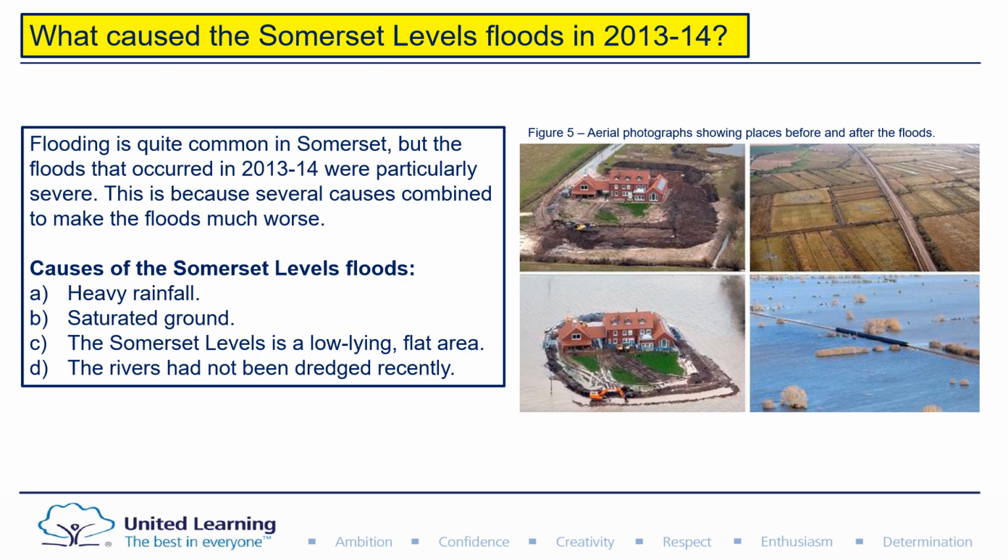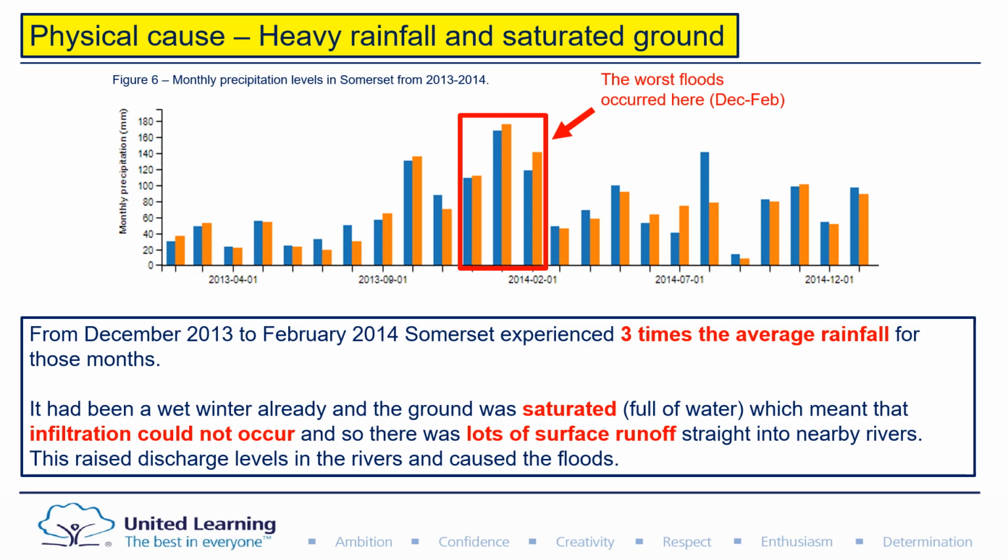So what we're going to do is talk through 4 causes of the floods. We've got heavy rainfall, saturated ground, the fact it's low-lying, and the rivers not being dredged. So, what we can see here is the worst flooding occurred in December to February 2013 and 14, and this was due to Somerset experiencing 3 times higher average rainfall for those months. This meant the soil was saturated.